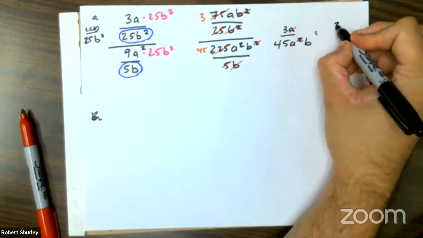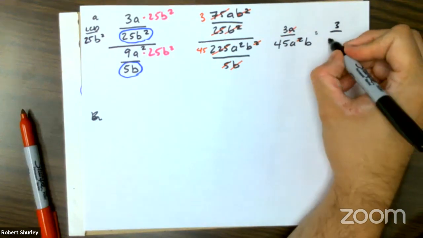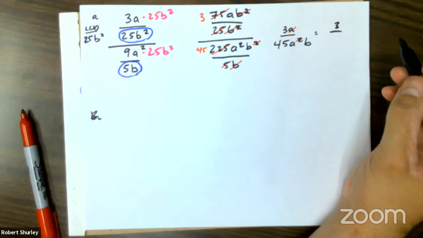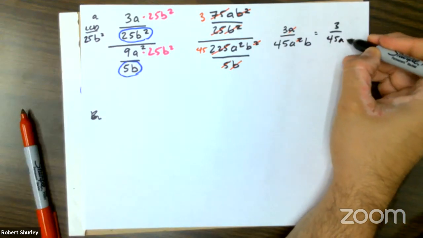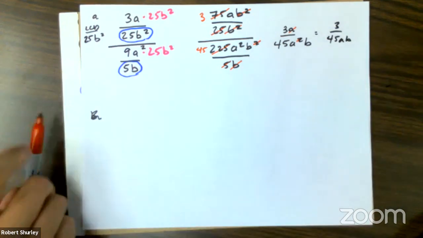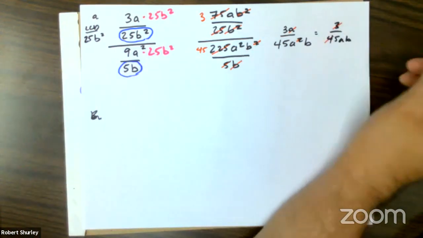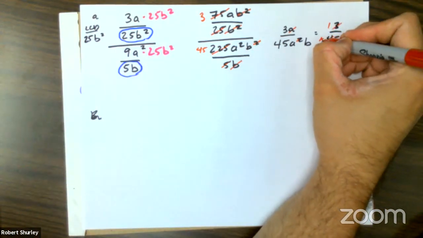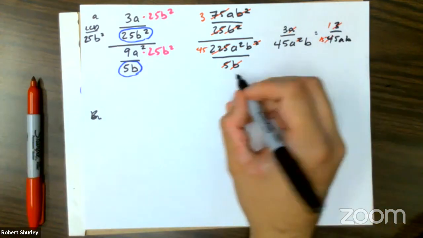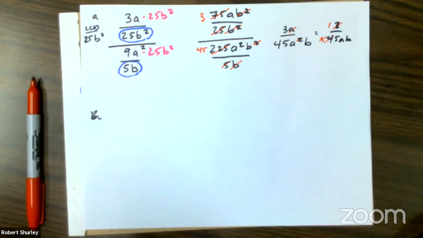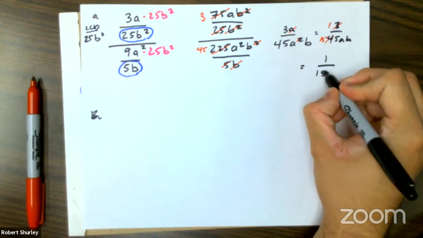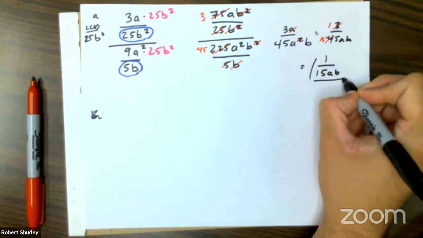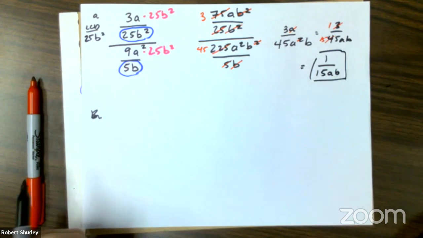So finally, last but not least, I'm left with 3. Oh, actually, 3 over 45 simplifies, doesn't it? Geez, this thing never ends. Yeah, 3 over 45, that's 1/15. Woo, man. So let's see here. So we wind up with 1 over 15ab. Man, that thing just kept going. That's a good example because it just kept going.